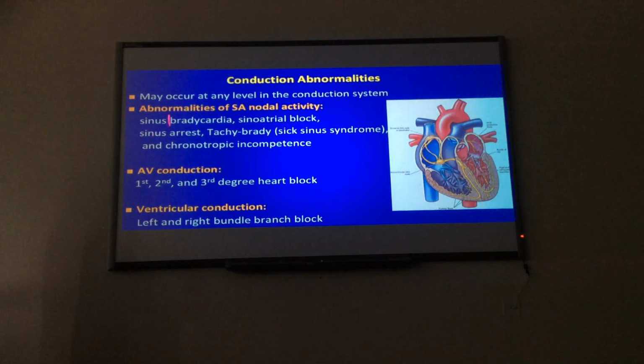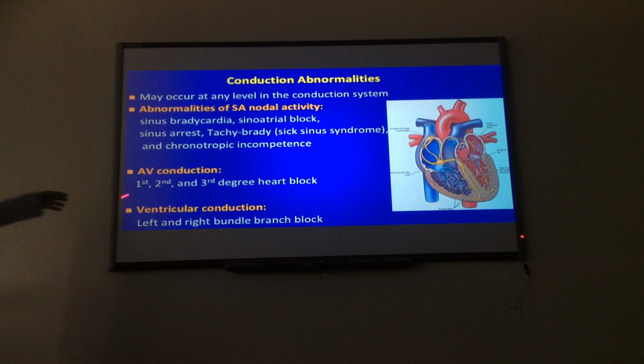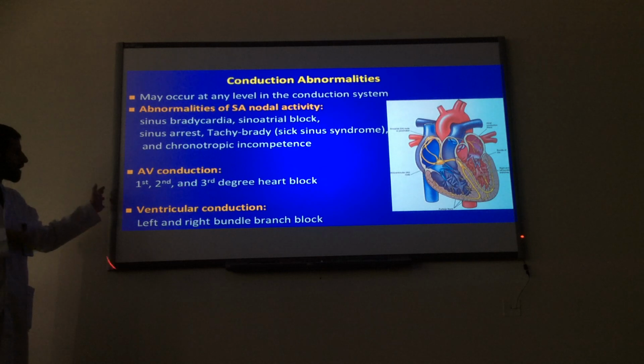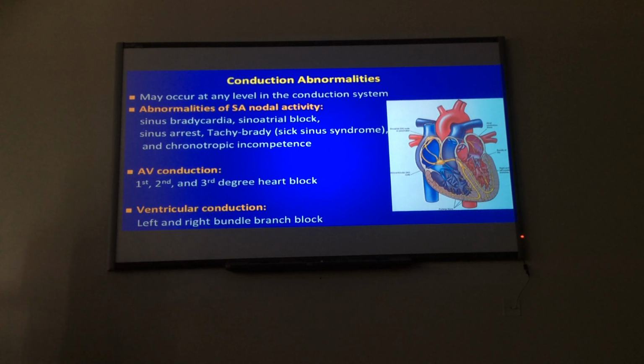Now, if you want to see what conduction system problems there are in general, it could be in the sinus node, and we will learn today about sinus bradycardia, exit block, arrest, and tachy-brady syndrome, which is the typical sick sinus, but the others are also part of sick sinus. Then chronotropic incompetence, first, second, and third degree AV block, and the bundle branch blocks, right and left bundle.